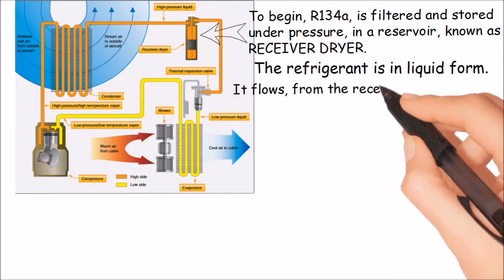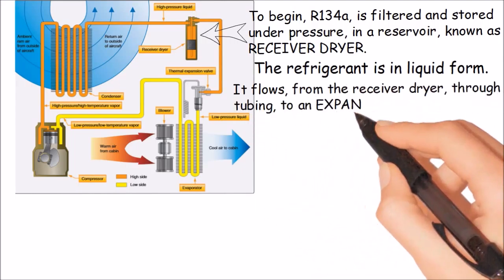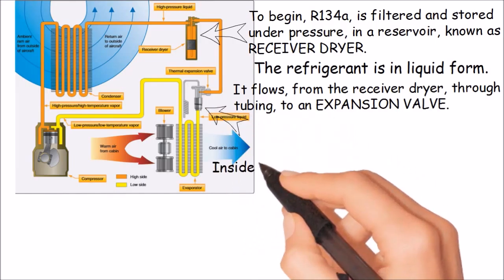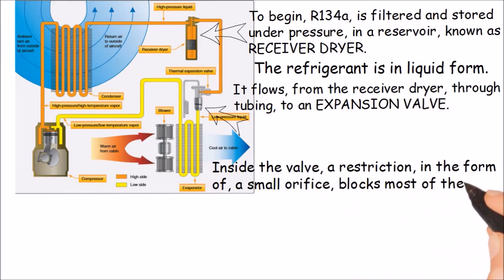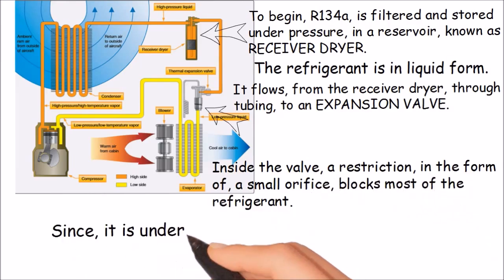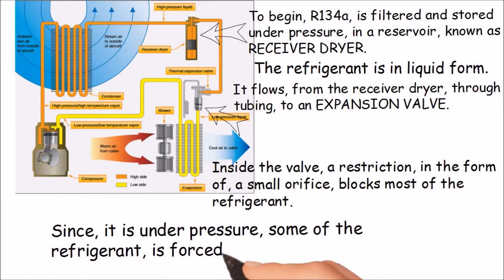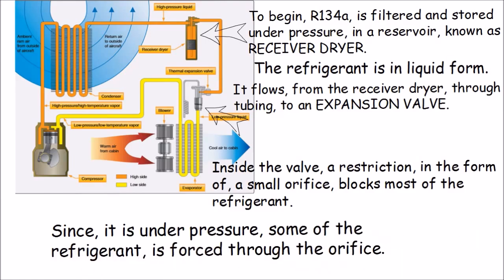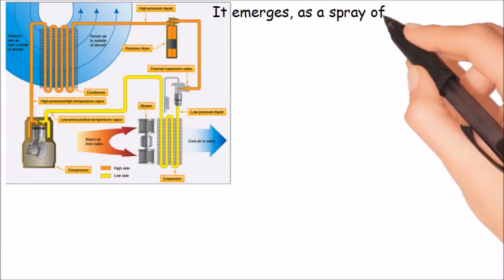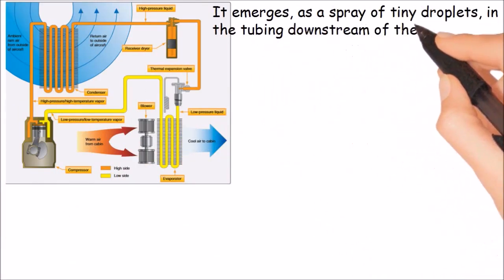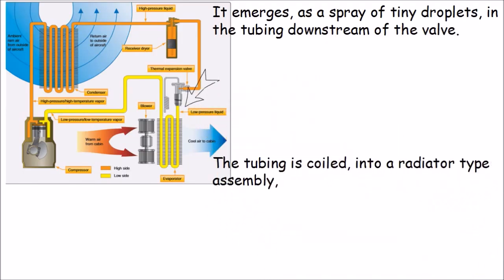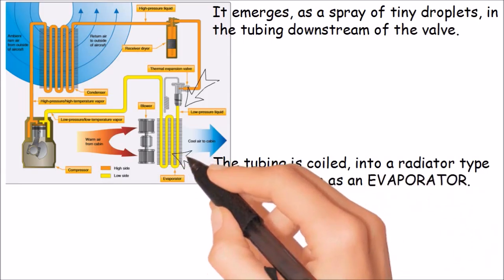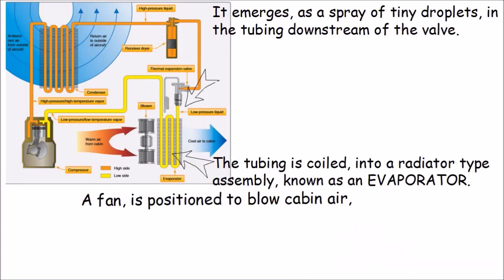It flows from the receiver dryer through tubing to an expansion valve. Inside the valve, a restriction in the form of a small orifice blocks most of the refrigerant. Since it is under pressure, some of the refrigerant is forced through the orifice. It emerges as a spray of tiny droplets in the tubing downstream of the valve. The tubing is coiled into a radiator-type assembly known as an evaporator. A fan is positioned to blow cabin air over the surface of the evaporator.